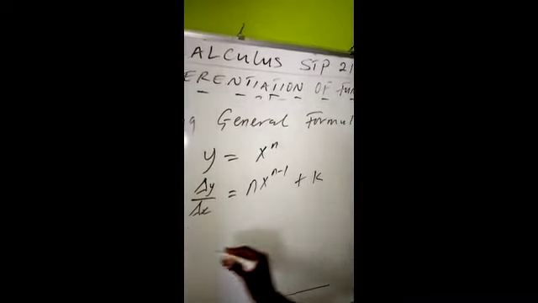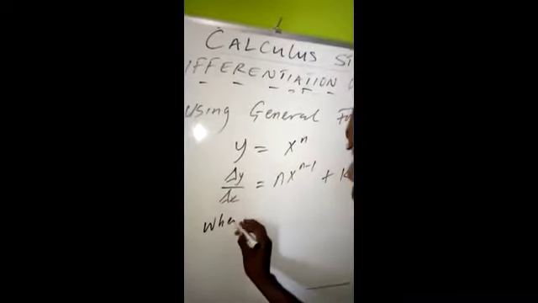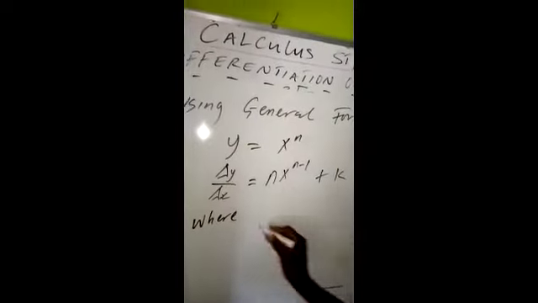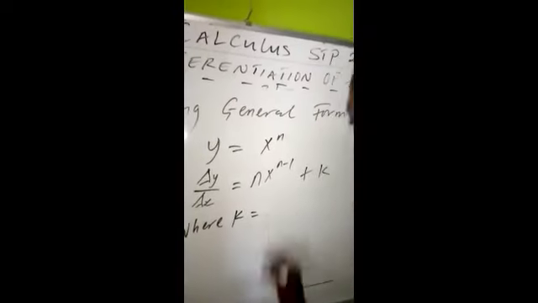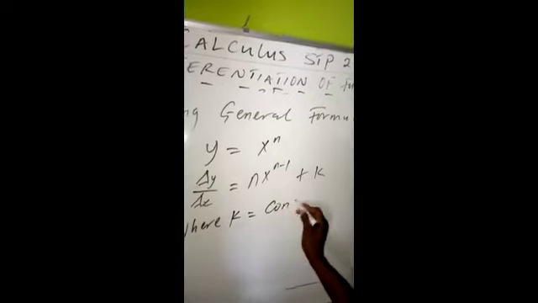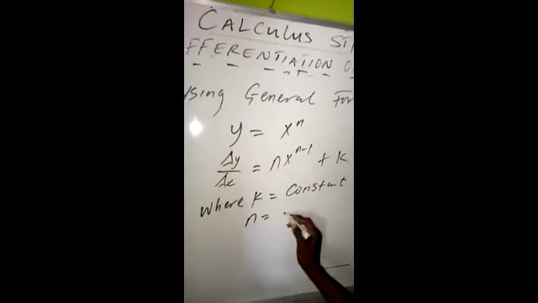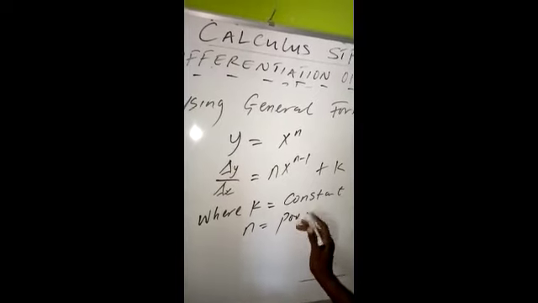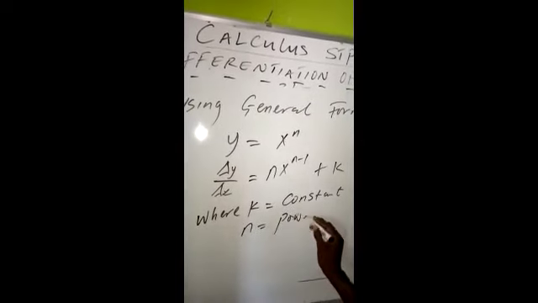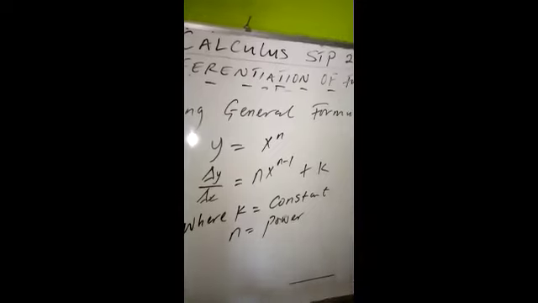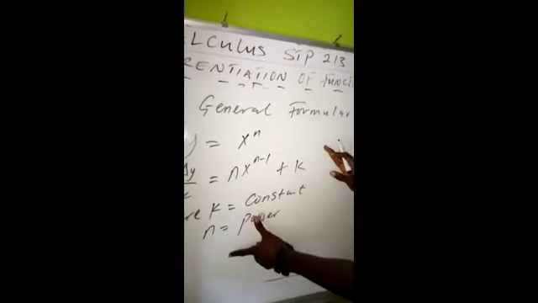Plus k, where k is equal to a constant, and n represents your power. In this point, n is representing what? Power, or you can call it index. So those are the parameters of this one.